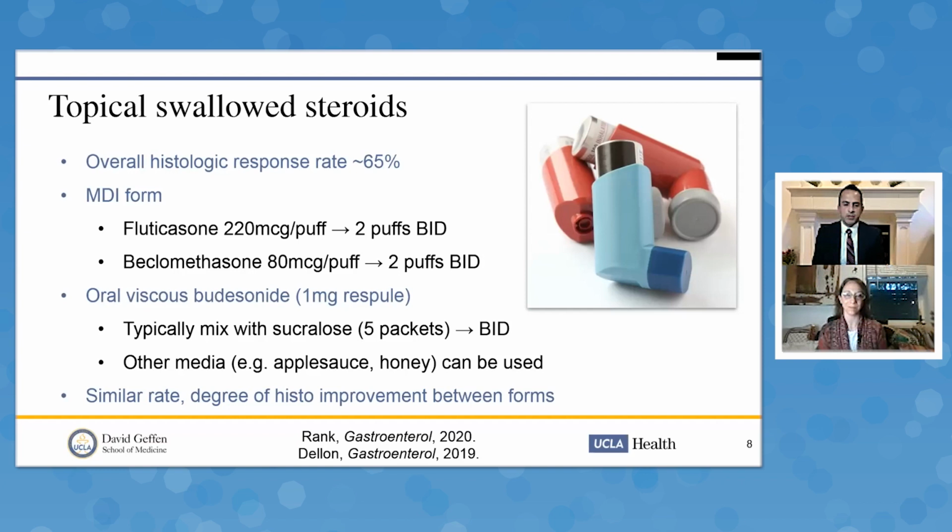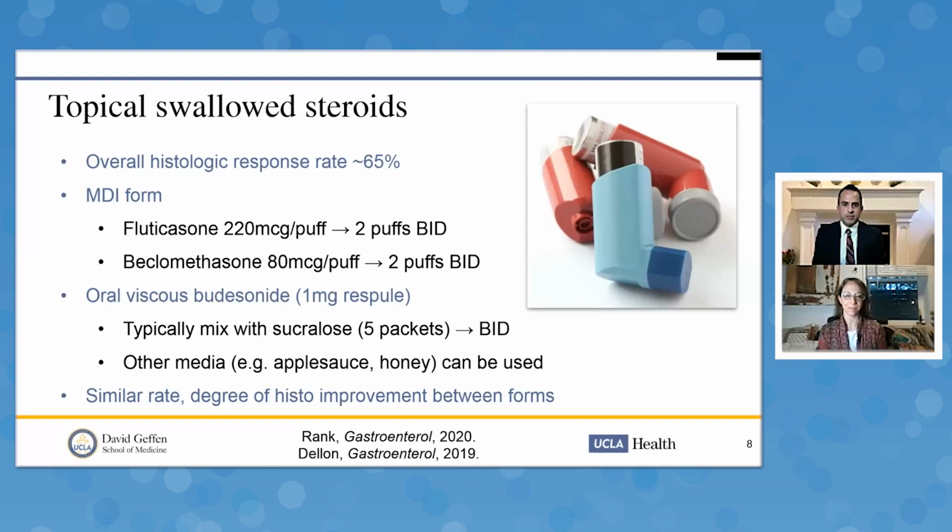The most common steroid formulation is fluticasone, and the dosing is the 220 microgram actuation per puff, and 2 puffs are swallowed twice a day. It should be instructed to the patient to use the medicine after eating because you want at least 30 minutes of contact time in the esophagus. And so the patient should not have anything to eat or drink for at least 30 minutes afterwards. I typically recommend after breakfast and before going to bed.